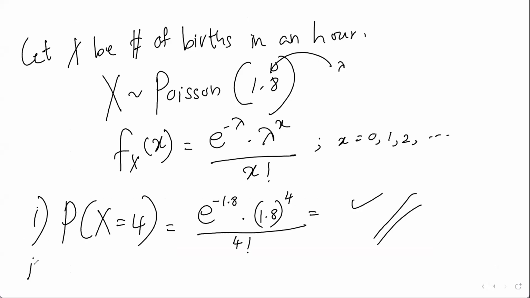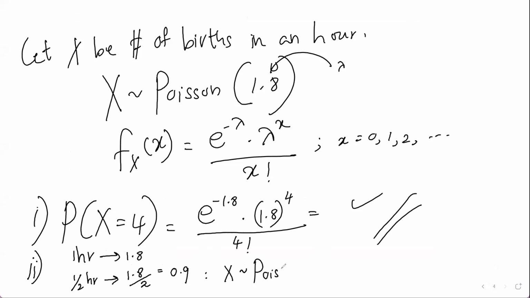So simply for the second one, for an hour it is 1.8, it is given. So for half an hour, simply this, right? That is 0.9. That is our new lambda. So in this question, our x is distributed as Poisson 0.9.